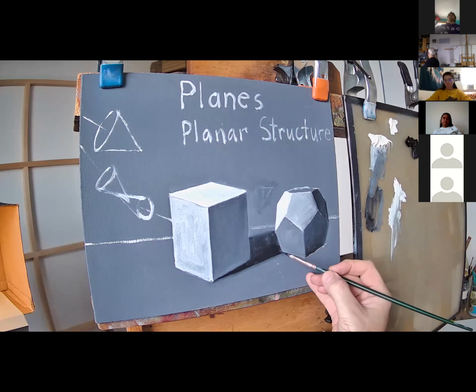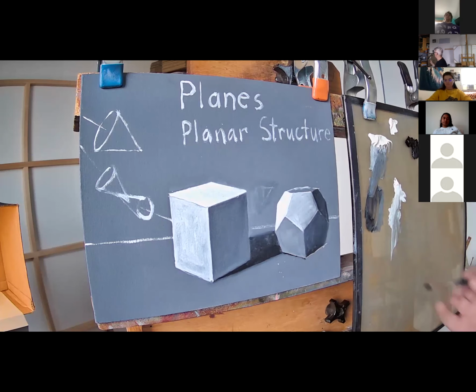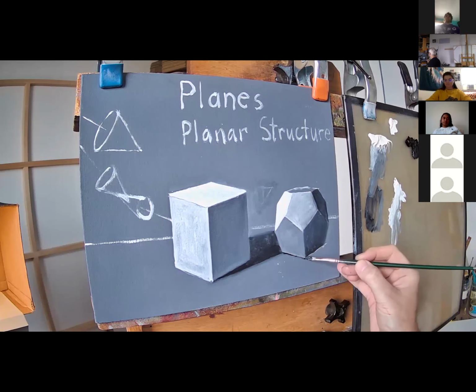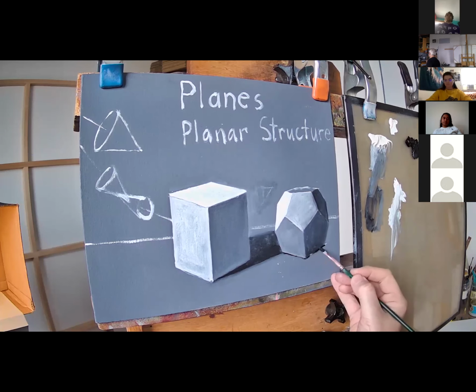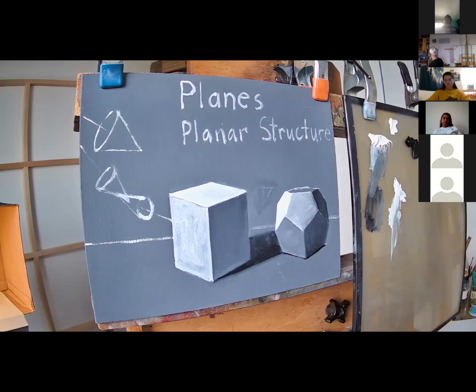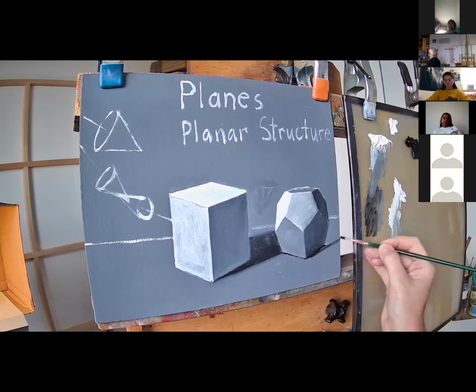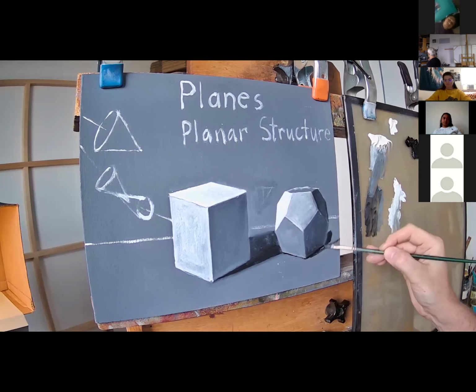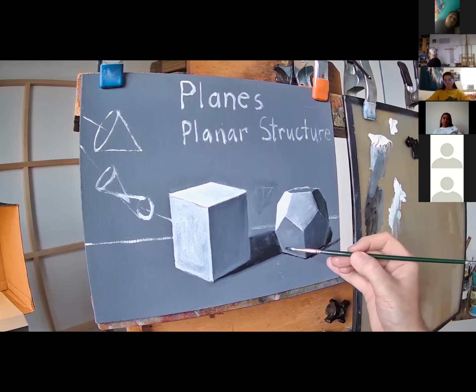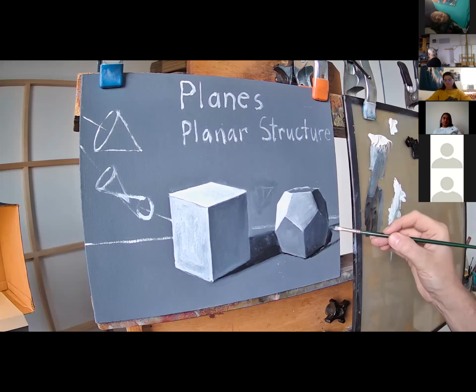So I'll just clarify my shape a little, and then we'll also put, just like our cube, our dodecahedron will have a cast shadow. Something like this.